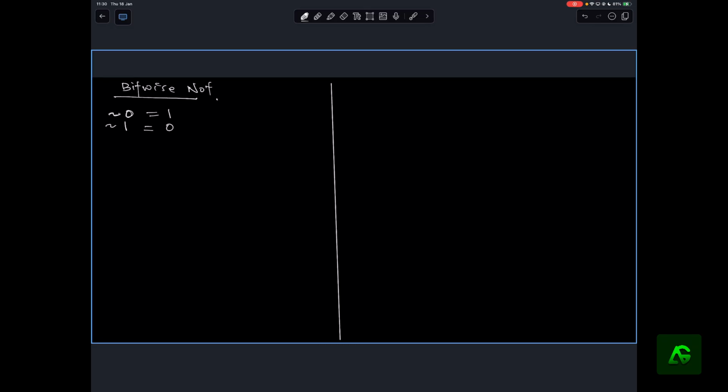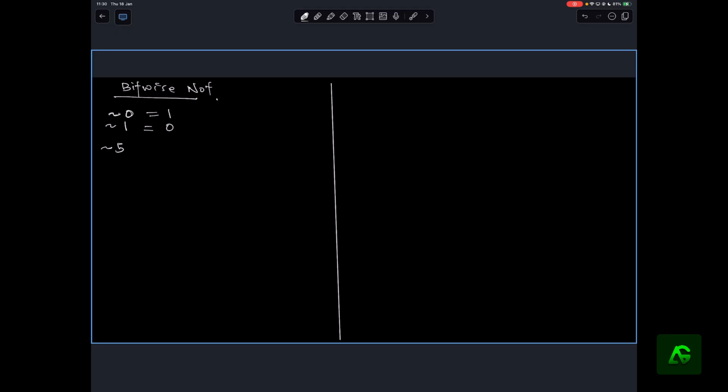Meaning if something is not true, it will be false. But what if we have more than one bit? Something should happen. So let's say we have 5, for instance. I want to find the NOT of 5. So how are we going to get this?